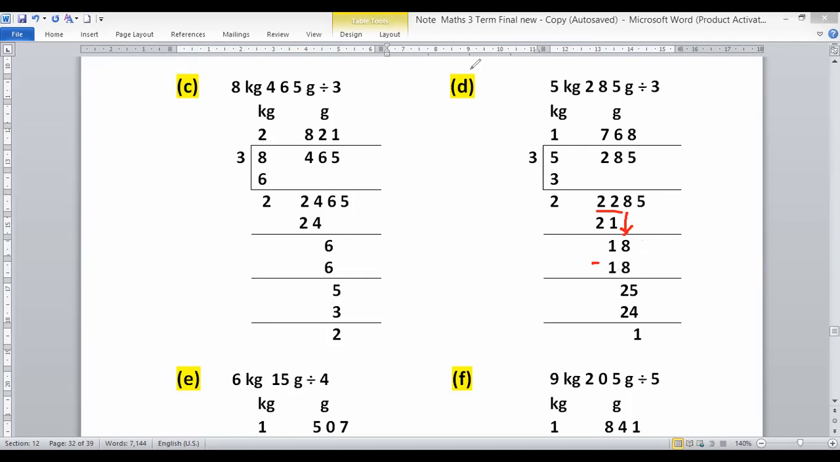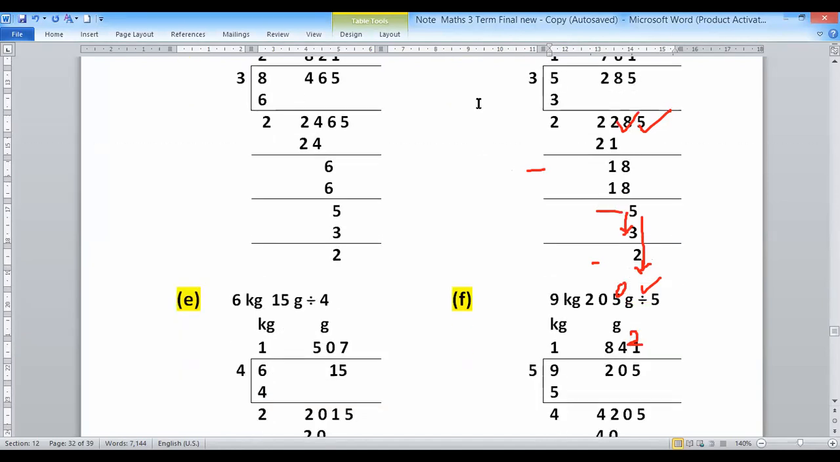0. Here, 3 times 6, we get 18. 18 minus 18 is 0. No need to write 0 here. Just shift the next digit and divide by 3. The next digit is 5. We will write 5 here. 5 divided by 3. 3 times 1 is 3. 5 minus 3, so here we get 2. Here 1 is written, but here is a typing mistake. You have to write 2. So here you can write 2.